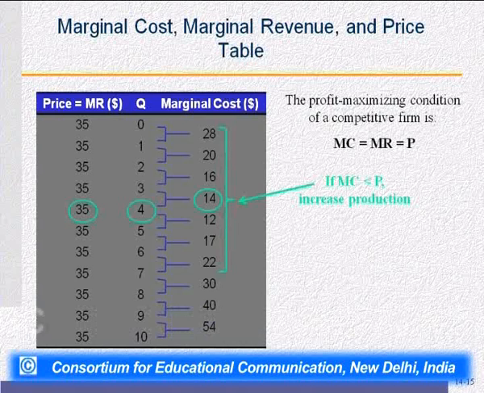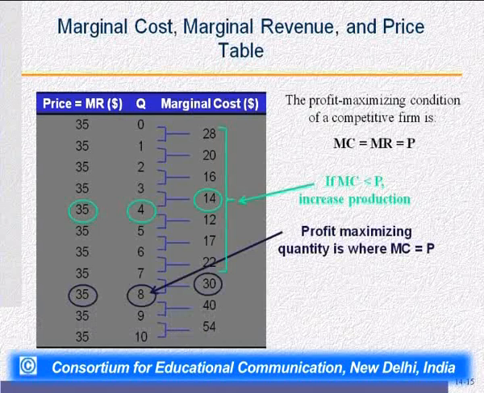If MC is less than P, you can see price is 35, quantity is 4, and marginal cost is 14. So the price is above marginal cost. If MC is less than P, increase production. If marginal cost is lower than price, then the firm can increase production. Profit maximizing quantity is where MC is equal to P.